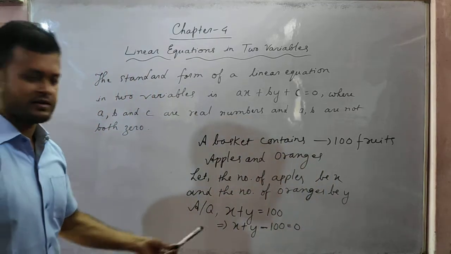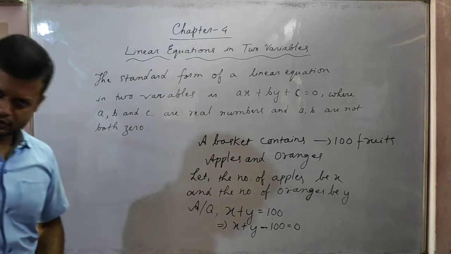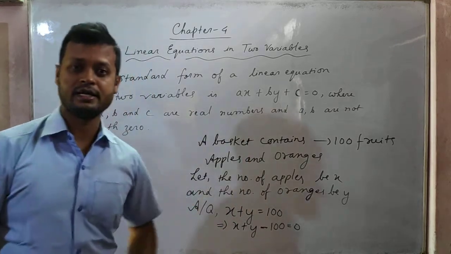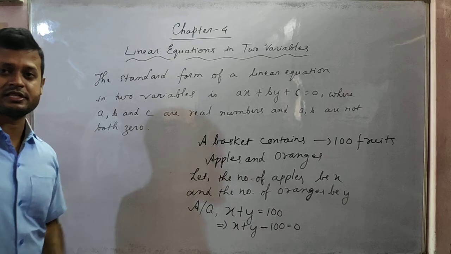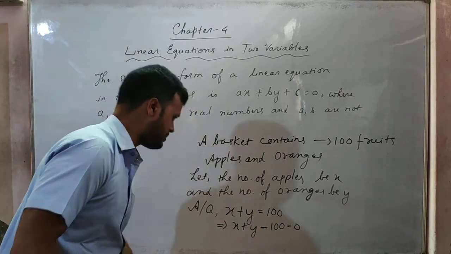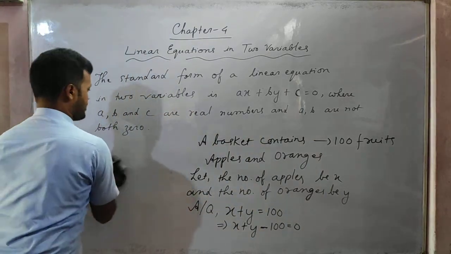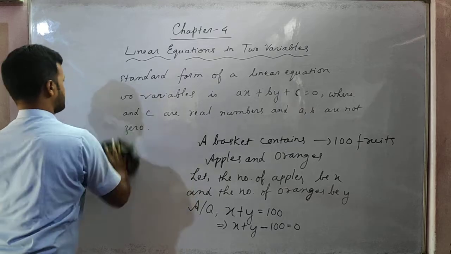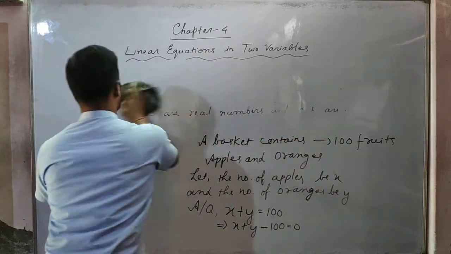Understood? This is the use of linear equation in two variables. So to find out two unknown quantities, this kind of equations can be used. That is linear equation in two variables. Sometimes, suppose one more example I take. Let me take one more example for you.